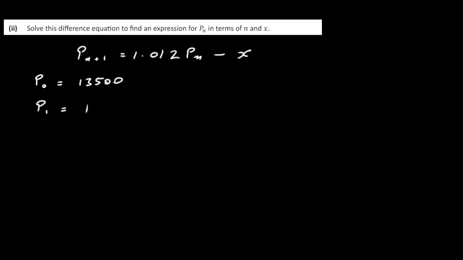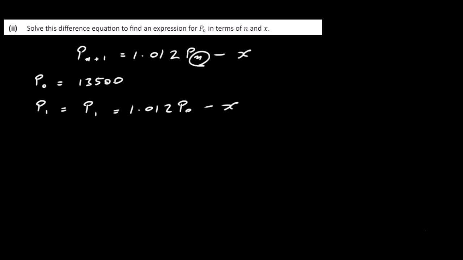Okay, so solve this difference equation to find an expression for Pn in terms of n and x. So we started with Pn+1 is equal to 1.012 Pn minus x. What I'm going to do is have a look at P0, P1, P2 and P3 and determine a pattern. If we start with P0, we were told in the question that P0 is 13,500. Let's have a look at P1. Well, P1 is going to be equal to 1.012 times P0 minus x.